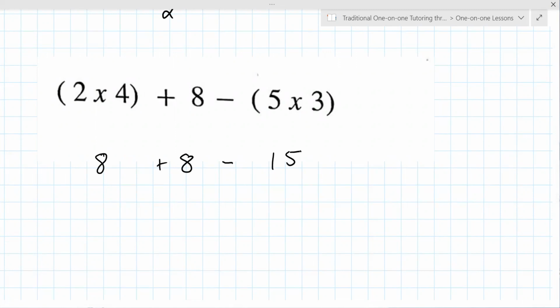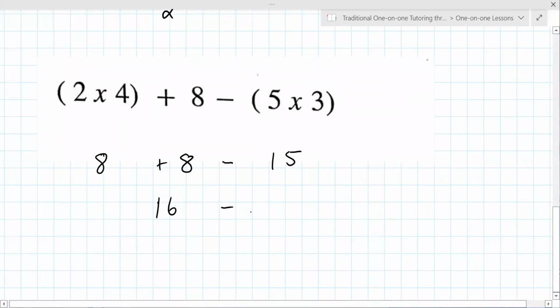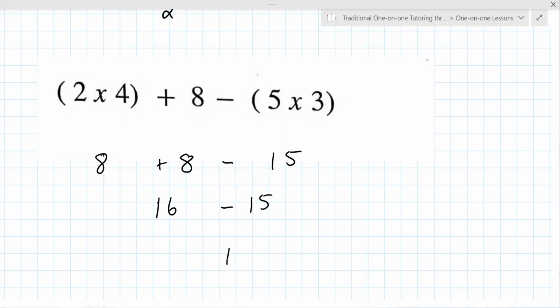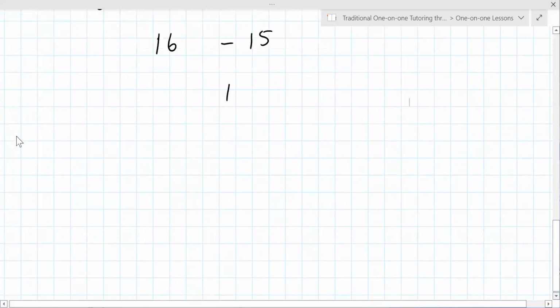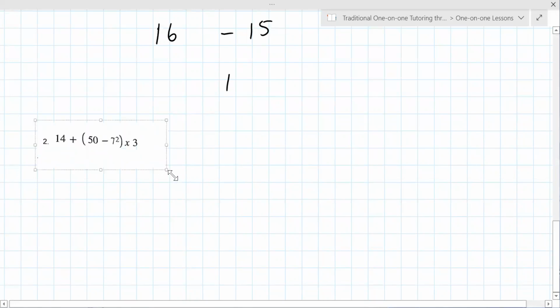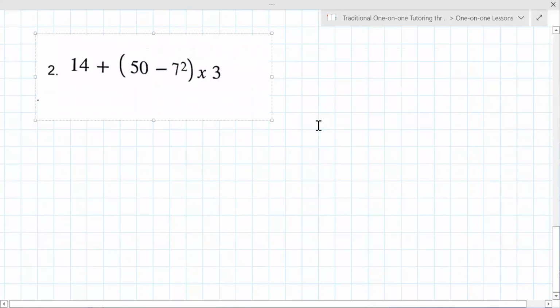Is it 1? Yes, because it's 16 minus 15, and that's 1. All right. Any questions on that before we go on? No. I guess we did them kind of in the wrong order. They're supposed to go left to right before they go top to bottom, but it's okay. All right, so this one you've got to work the parentheses first.